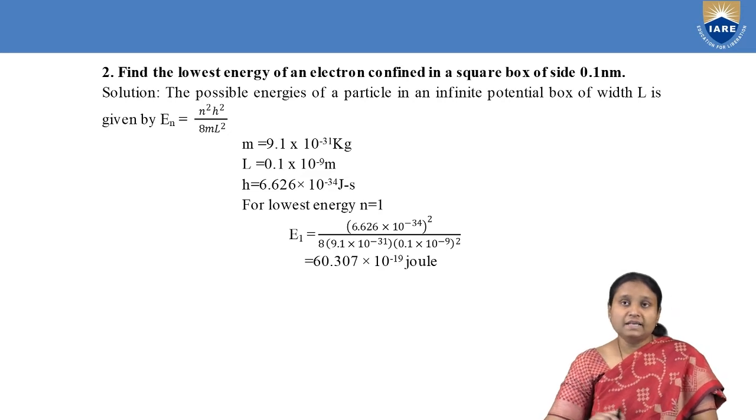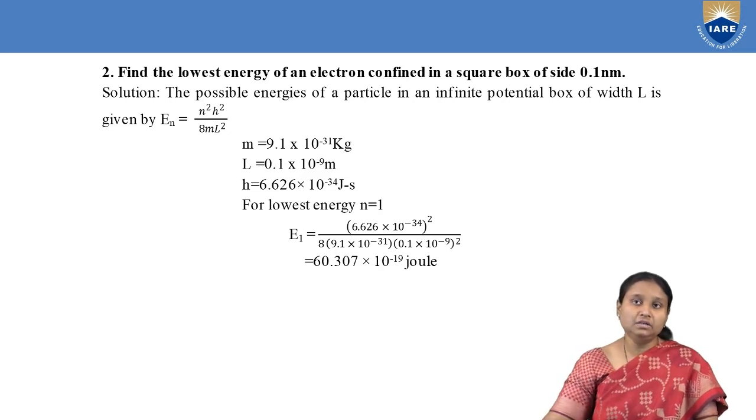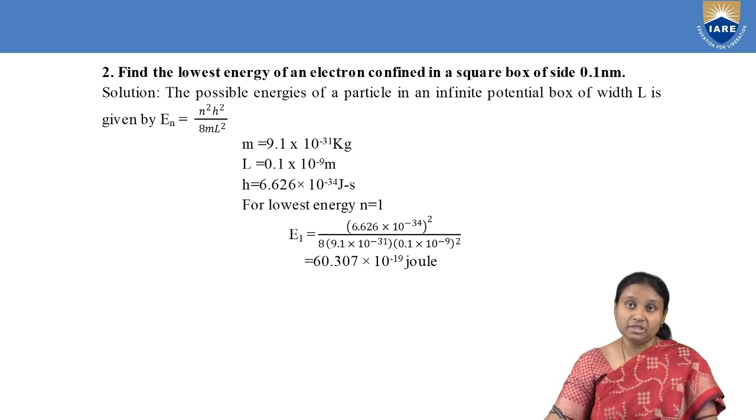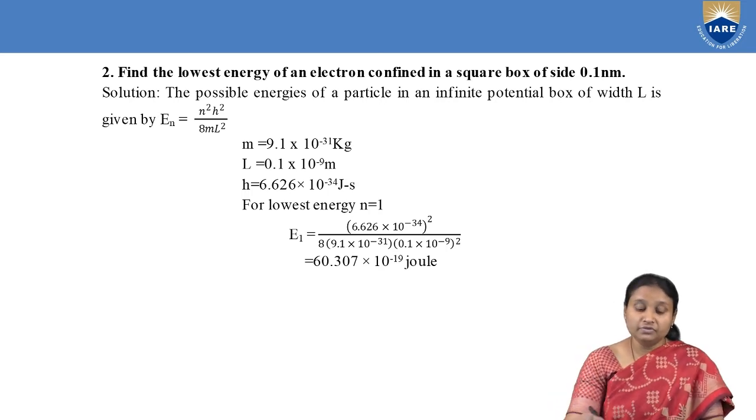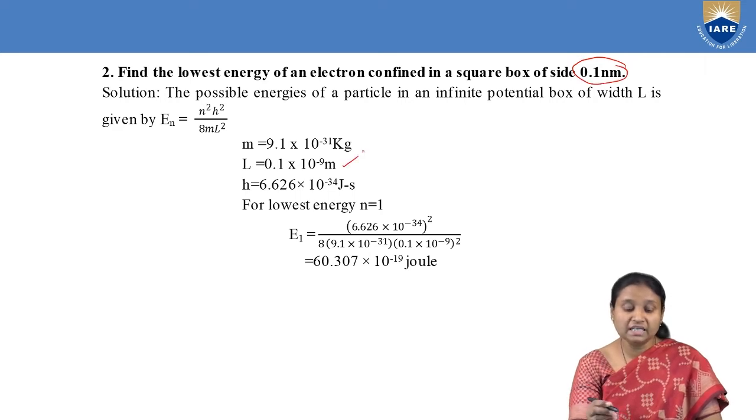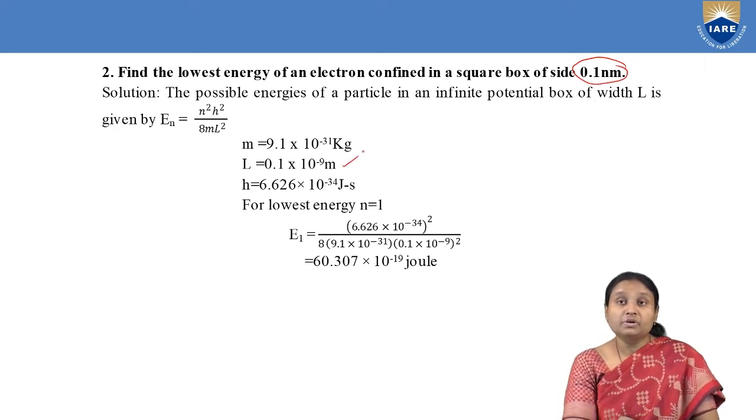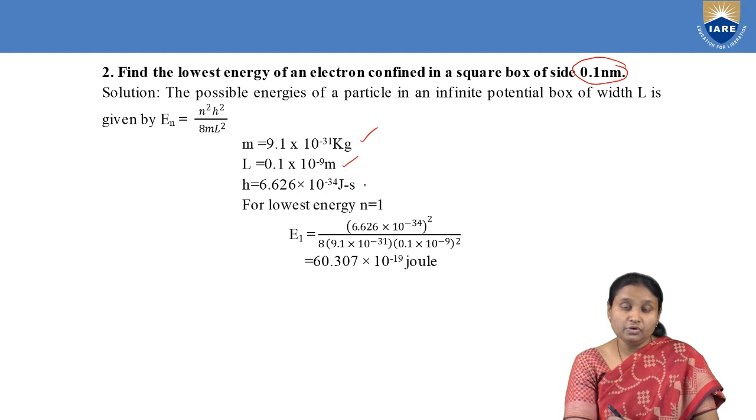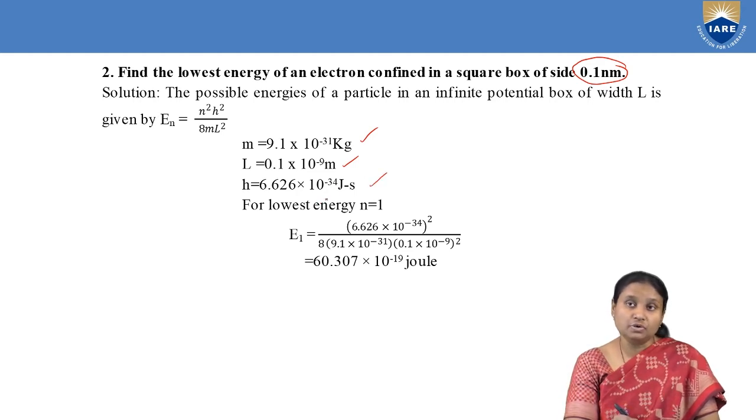Then going to the second problem: find the lowest energy of an electron confined in a square box of side 0.1 nanometer. Here also we were given the width of the box. What is the width of the box? It is 0.1 nanometer, and nano is 10^-9 meters. Of course, we were talking about an electron. What is the mass of the electron? 9.1 × 10^-31 kilograms. And we know the value of Planck's constant, 6.6 × 10^-34 joule second.